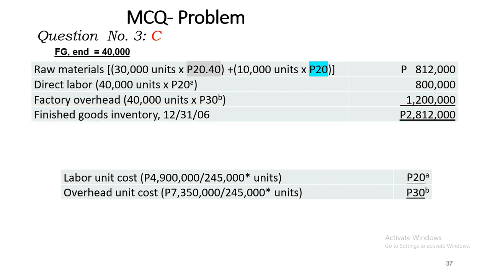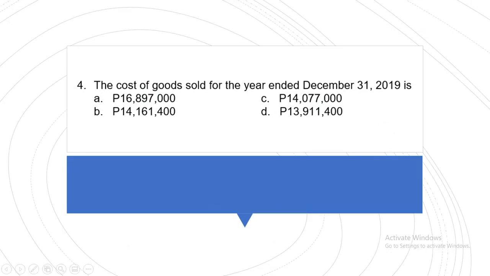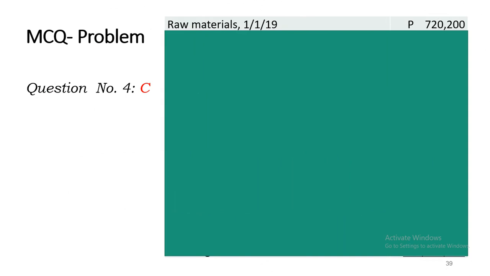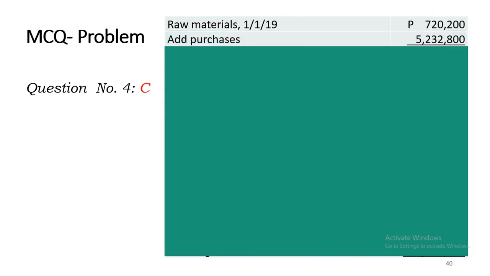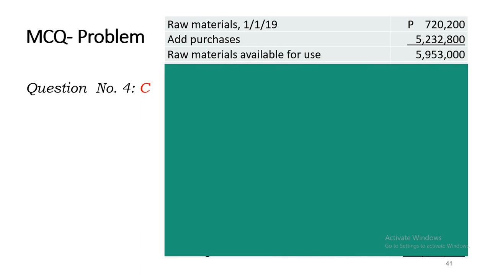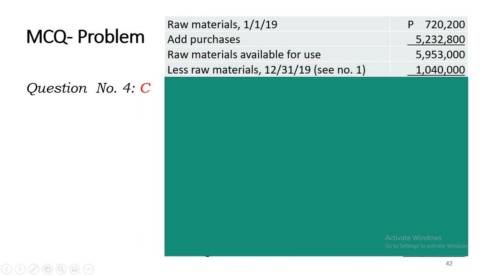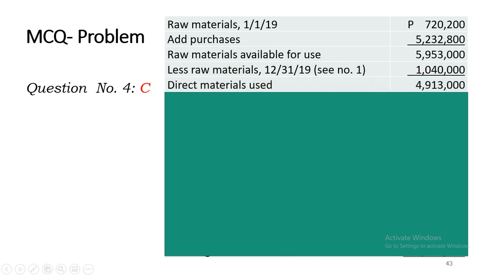And the last one, the cost of goods sold for the year ended December 31, 2019. So, don't forget the pro forma in computing cost of goods sold. So, to start with, raw materials beginning, add purchases. That is the raw materials available for use. Then, less raw materials ending, which is the answer for number 1. And that is the direct materials used.